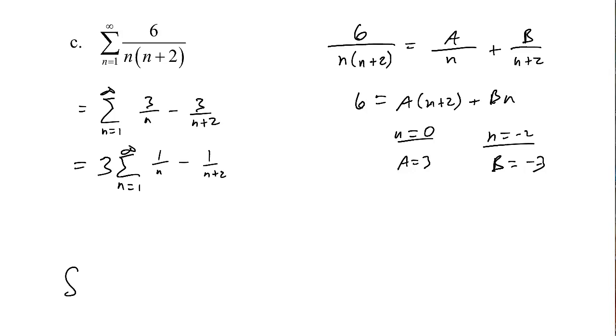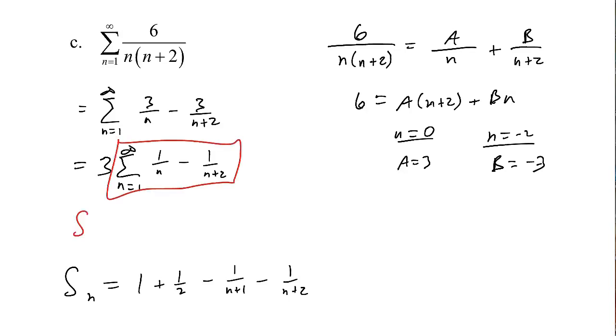So using my trick, I'm going to say that the sum is 1 plus 1/2 minus 1 over n plus 1 minus 1 over n plus 2. That's how it should come out. But let's list it, right? Because I want to figure out, this is my s of n, right?